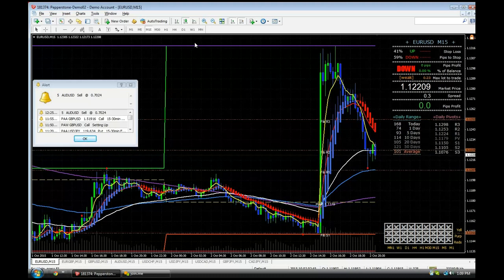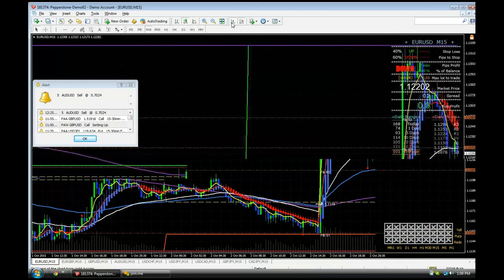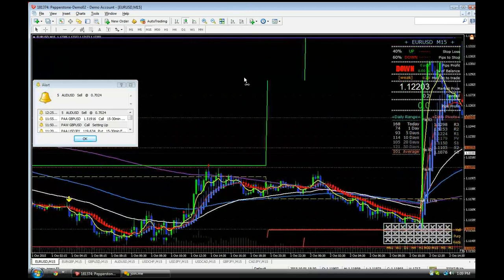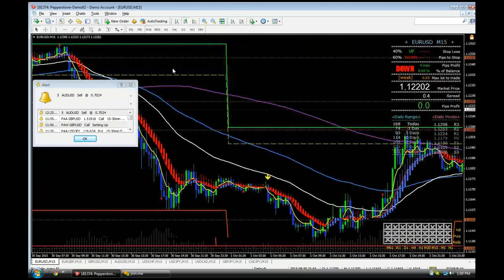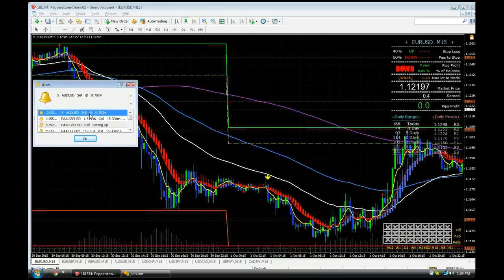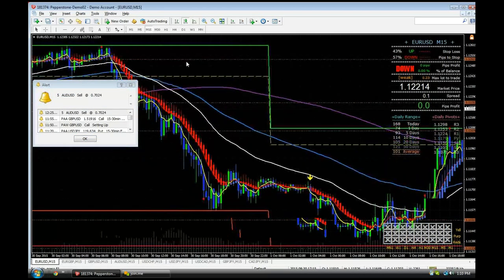This is the Euro US dollar on the M15 time frame. I'm going to scroll back and see a couple of potential setups that we could have placed using the template. These are the signals for the yellow arrows. It comes up with a time frame and also the price to enter, and it's going to say sell or buy depending on the direction, and it also comes with a currency. You can see a couple of the setups.